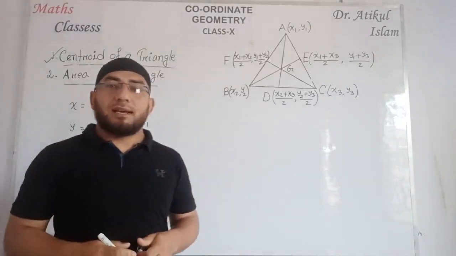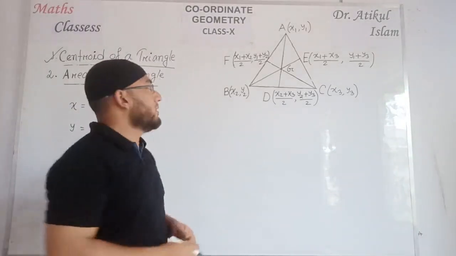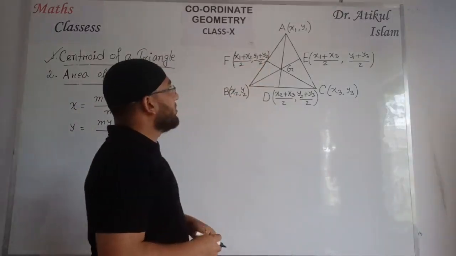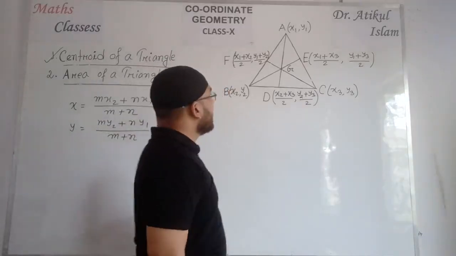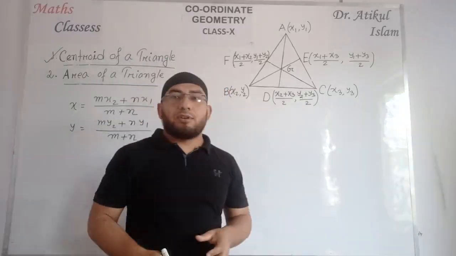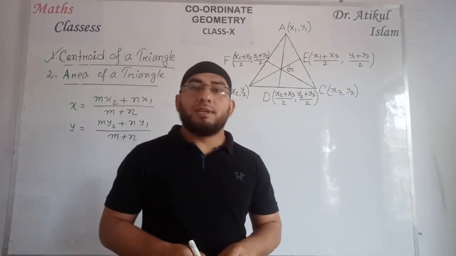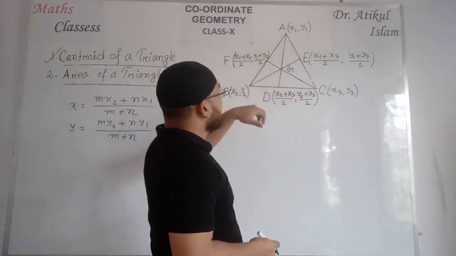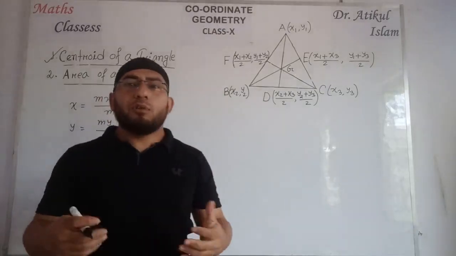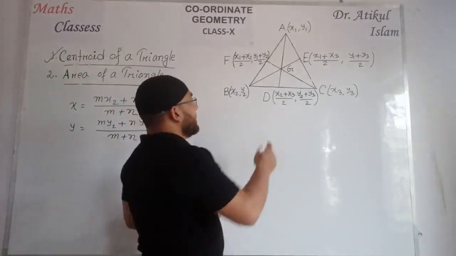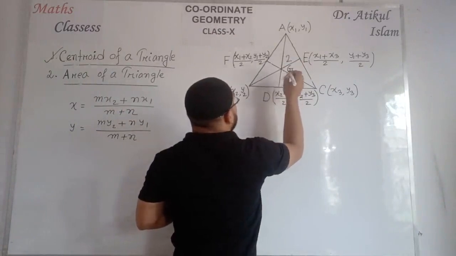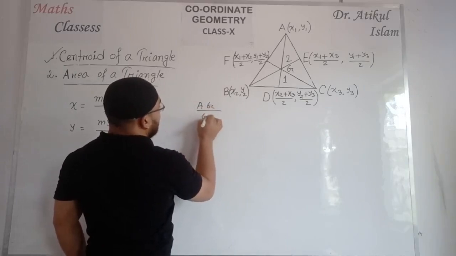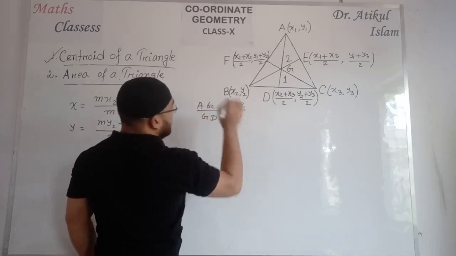So first I will deduce the formula to find the centroid of a triangle. Let us consider A, B and C are three vertices, A (x1, y1), B (x2, y2), C (x3, y3). Now we know that the centroid is the intersection of all the medians of a triangle. So here the medians are AD, BE and CF. Then we take G, and we also know that the centroid divides the median in a 2:1 ratio. That means AG by GD is equal to 2/1.